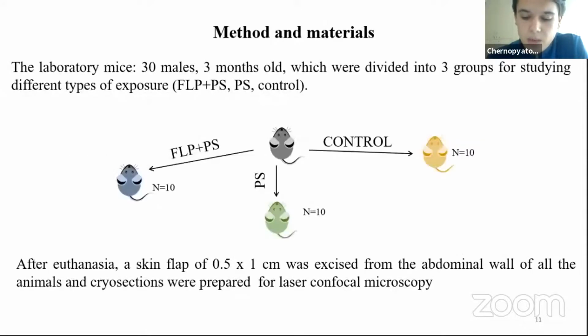The study included male mice divided into 3 equal groups. The first group received photothermolysis and the application of the Radachlorin photosensitizer gel, the second group received Radachlorin application only, and the third was the control group. After euthanasia, a skin flap was excised from the abdominal wall of all animals, and cross sections were prepared for laser confocal microscopy.